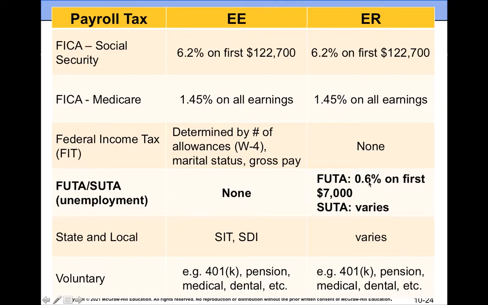0.6%, very small. And the cap is only 7,000. So if the employee makes more than 7,000, we do not pay taxes for FUTA. As soon as she made $7,000 for the rest of the year, we're not paying any FUTA. Starting January 1st, we start paying FUTA. So the maximum we're going to pay into FUTA, if you take $7,000 and multiply it by 0.6%, would be only $42 per employee.